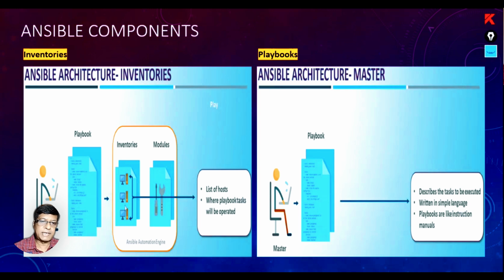So in the same architecture, the inventory will list the number of hosts, or the hosts where playbooks will be operated. This is the function of inventories. What is the function of playbooks? Playbooks describe the tasks to be executed on the hosts. It is written in a very simple language.